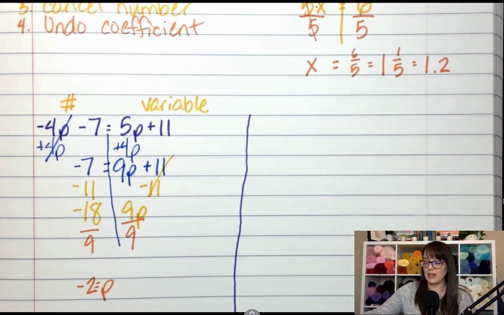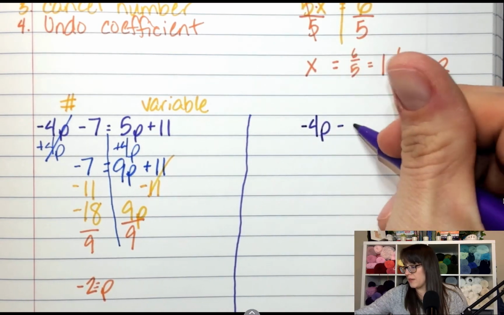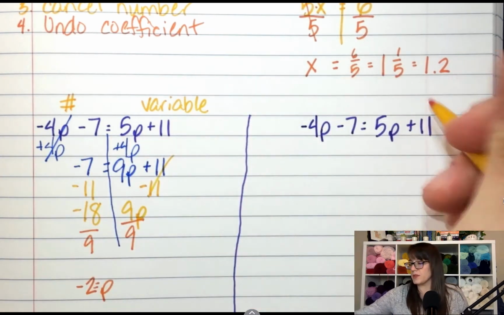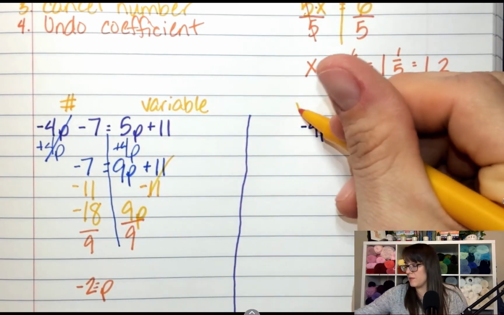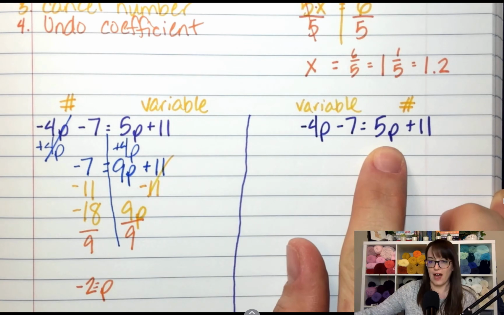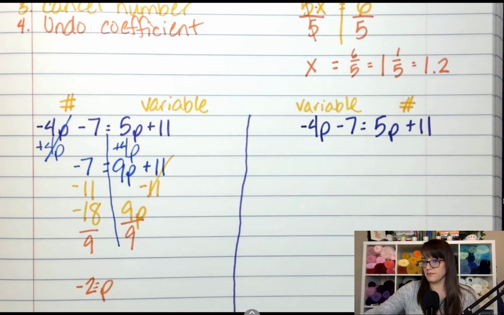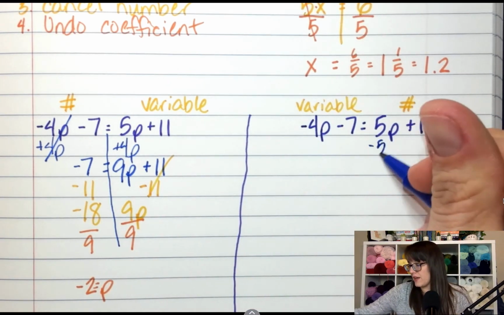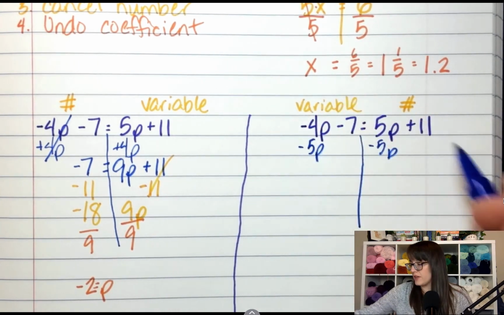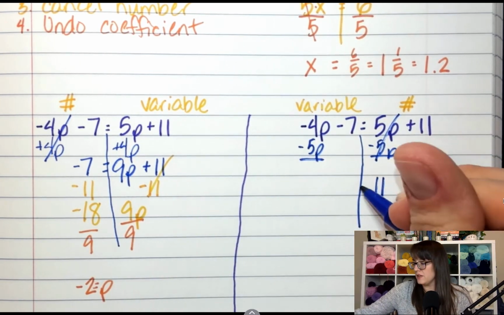What if at the beginning of this equation, I decided to put numbers on the other side? So negative 4p minus 7 equals 5p plus 11. What if instead of putting numbers on the left side, I put numbers on the right side and I moved my variable to the left side? How would I get rid of 5p? What's the opposite of a positive 5p? Negative 5p. So if I minus 5p, let's go ahead and draw our line so we don't lose it. If I minus 5p first, okay, that would be 0, but I'm left with a positive 11.